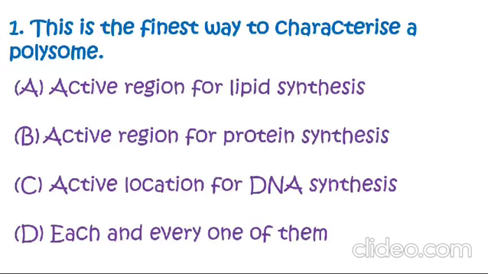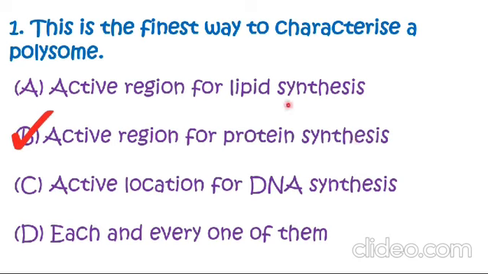So, moving toward our first question. What is the finest way to characterize polysomes? Options are: A, active region for lipid synthesis; B, active region for protein synthesis; C, active location for DNA synthesis; D, each and every one of them. So the correct option over here is option B, active region for protein synthesis.